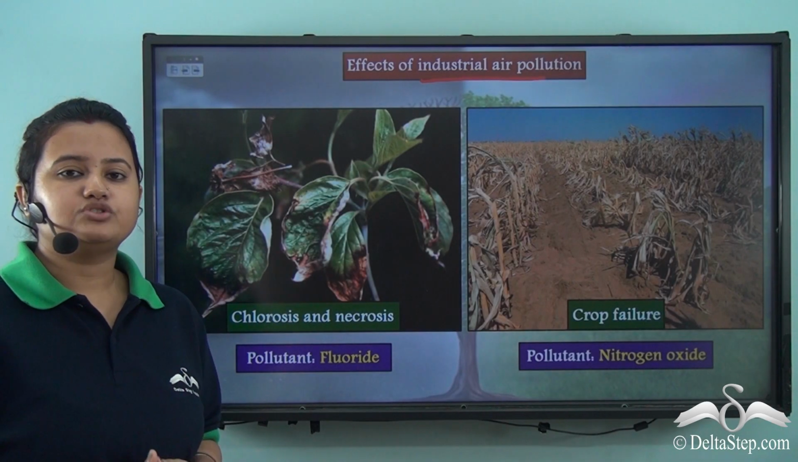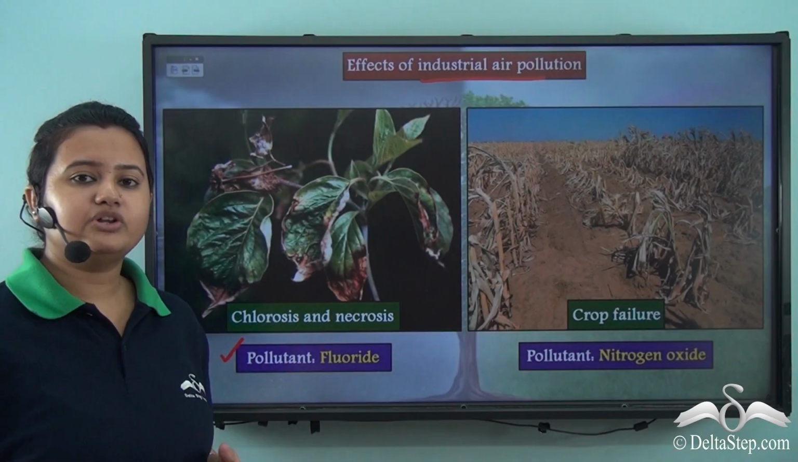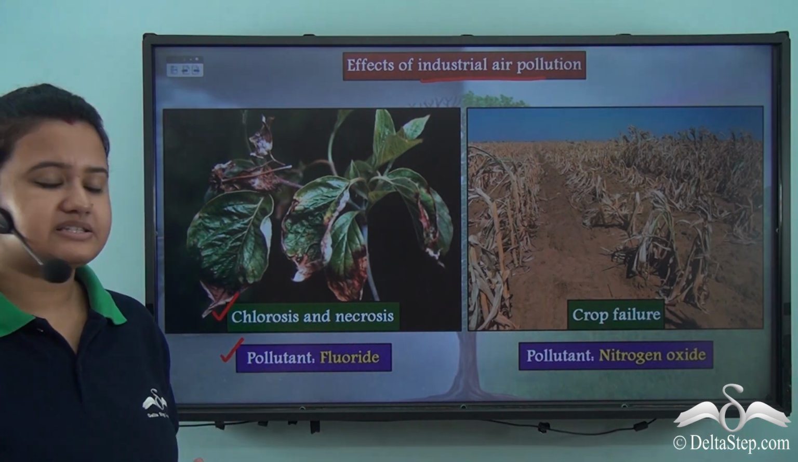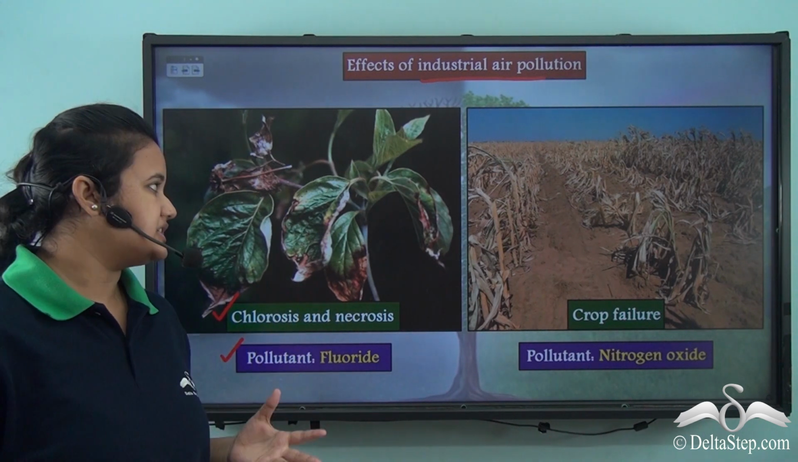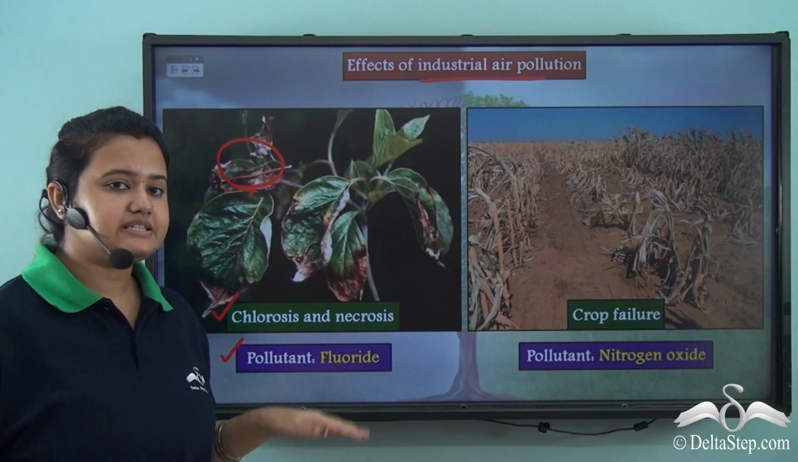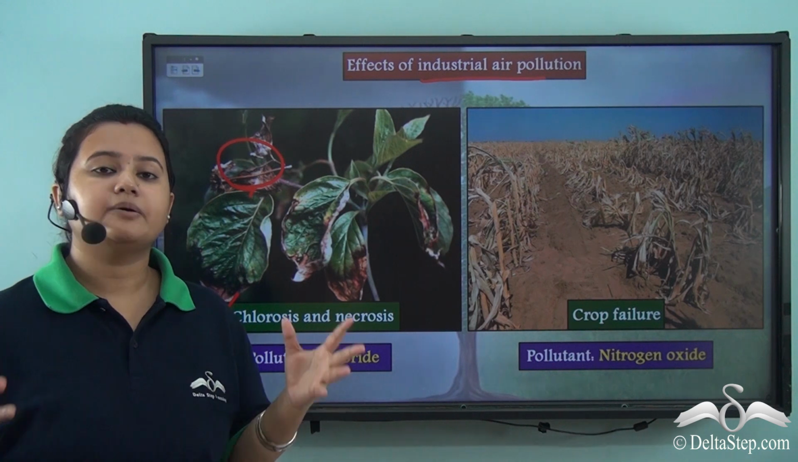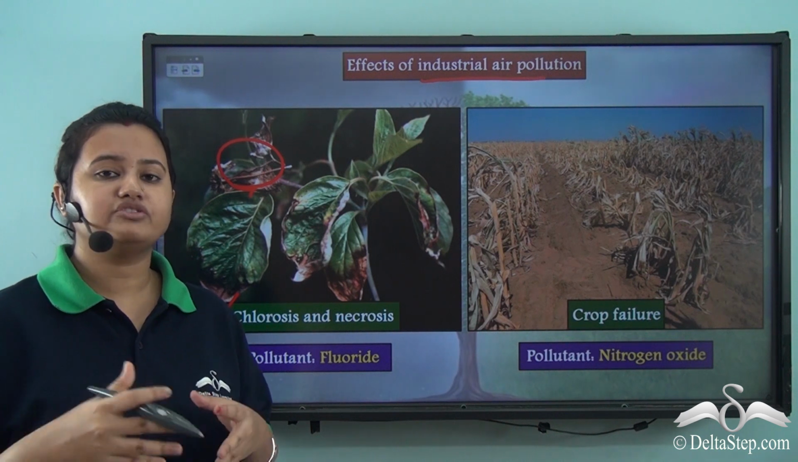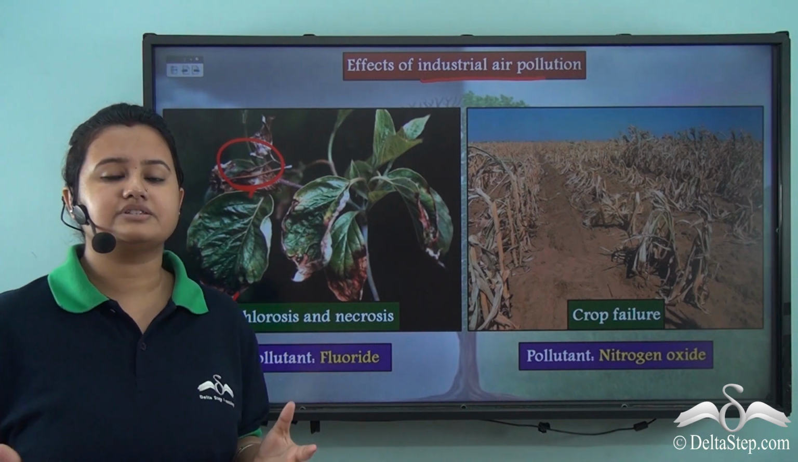A major air pollutant released by industries and power plants is fluoride. This fluoride damages the plant and causes chlorosis and necrosis in plants. Chlorosis and necrosis are plant diseases. They lead to rotting and discoloration of leaf tips and leaf margins. These diseases occur in plants because, due to the presence of fluoride in air, the plant eventually loses chlorophyll, and it also leads to death of cells. As a result, diseases like chlorosis and necrosis occur in plants.